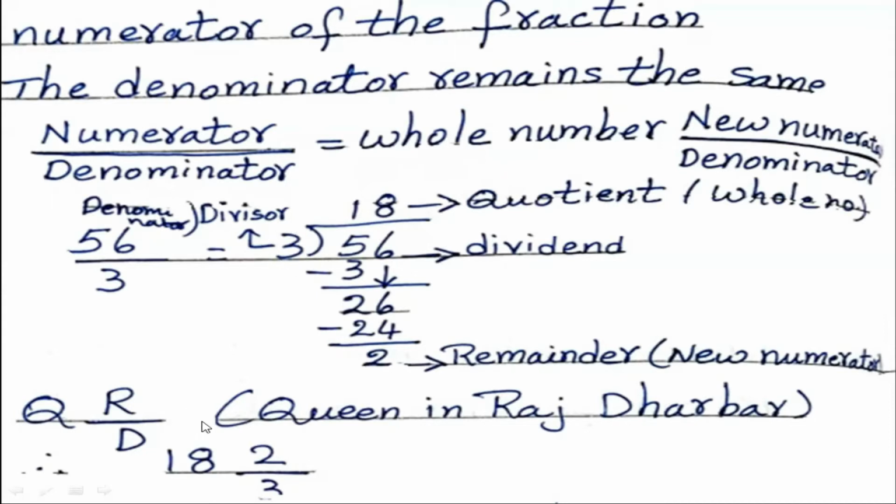56 by 3. So here we can write as QR by D. That is Queen in Raj Darbar. Q is quotient, R is remainder, D is denominator. So 18 is the quotient, 2 is the remainder and 3 is the denominator. So Queen in Raj Darbar. Our answer is 18 2 by 3. Okay, fine. Now shall we go to the fourth question?